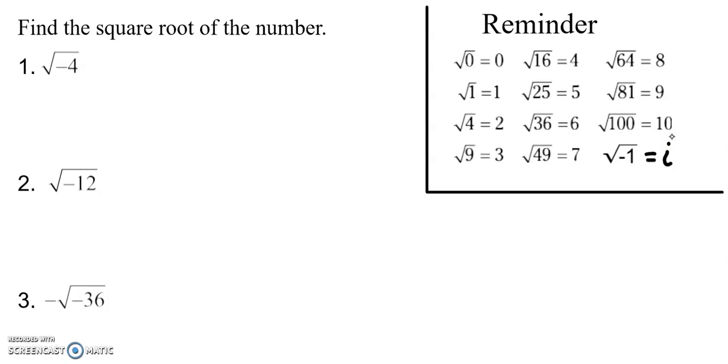So go ahead and fill that in. Find the square root of the number. We're going to start by breaking these down just like we did the other day. This would be equal to the square root of -1 times 4. The square root of -1 is i, and then we still have the square root of 4, which is going to be 2. So our final answer is 2i. This comes back as just an imaginary number.